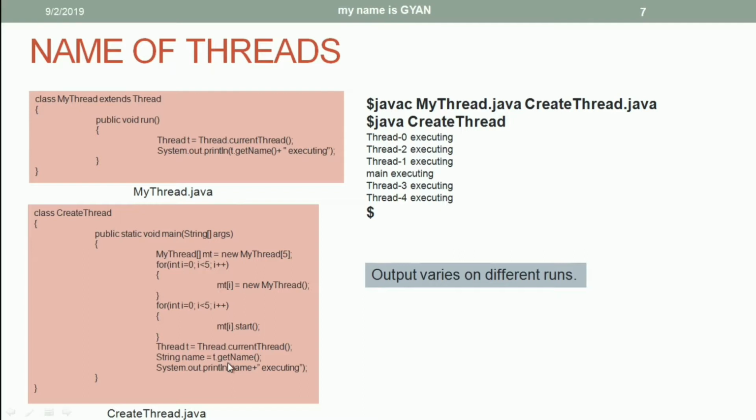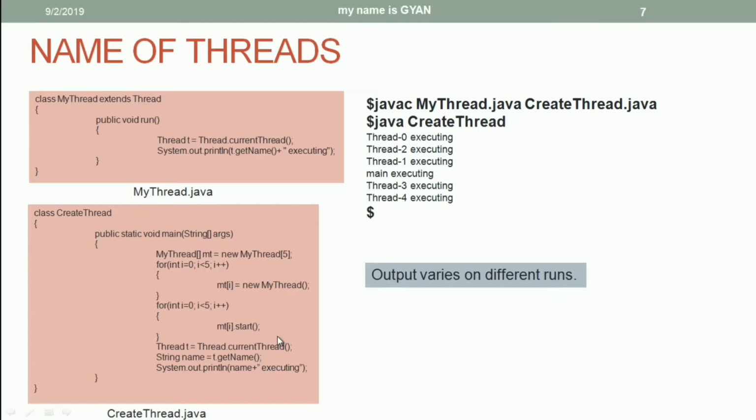And when we call the method getName by using the reference variable t, it will return the name of the current thread, that is the name of the thread main. So the string main will be returned by this method and stored into the reference variable name, and when we print name, it will print the name of the current thread, that is main. So ultimately what we are doing here is printing the names of all the threads: the name of the thread main, the name of the thread 0, the name of the thread 1, the name of the thread 2, the name of the thread 3, and the name of the thread 4.